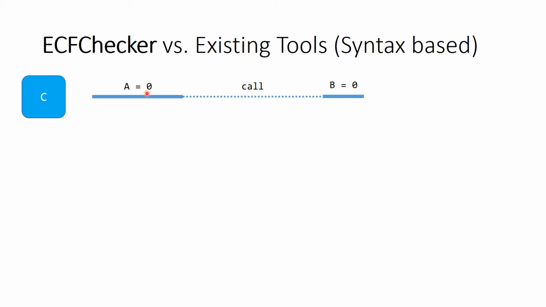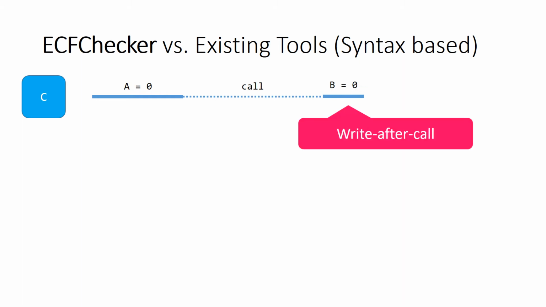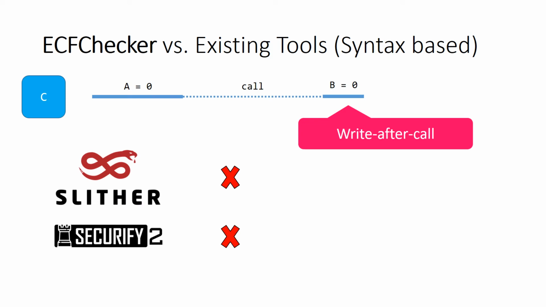Contract C updates a global variable A to 0, calls some other contract, and then sets global variable B to 0. This code matches the write after a call pattern, since B is updated after the call operation returned. And thus, general-purpose security tools that check for this pattern report a potential callback vulnerability. This is sound, but in many cases, checking for this pattern will yield a false positive.